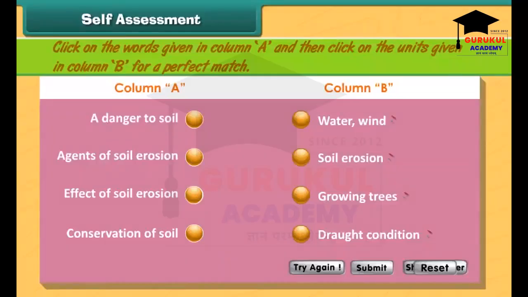Click on the words given in column A and then click on the units given in column B for a perfect match.